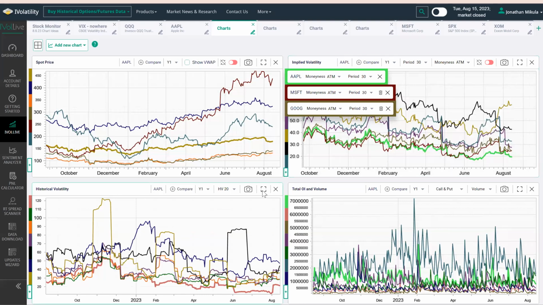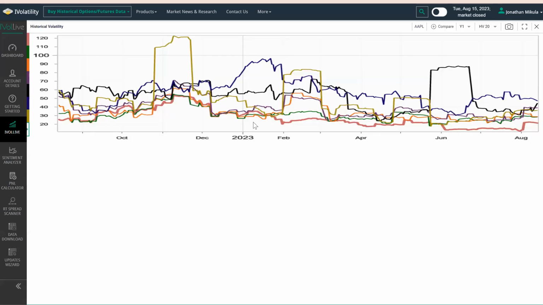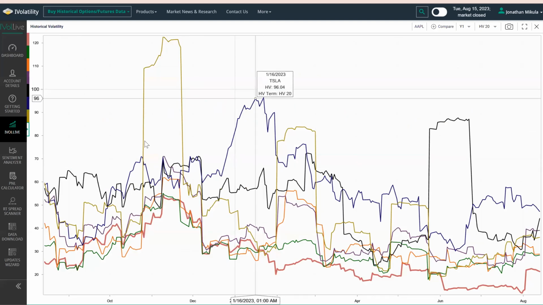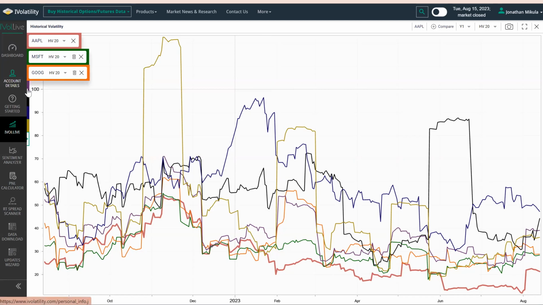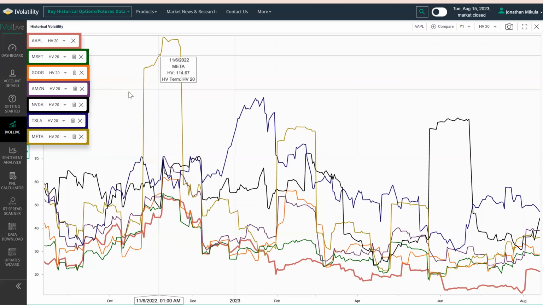Historical volatility, let's pull up this chart. This looks at what has already happened. So again, I plotted the same names so that we could stay apples to apples. HV20 is at 20 trading days. HV and implied volatility IVX30 are equivalent, right? IVX30 is for 30 calendar days, and this is 20 trading days.